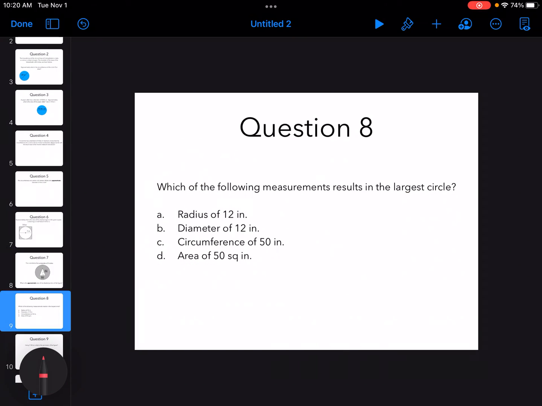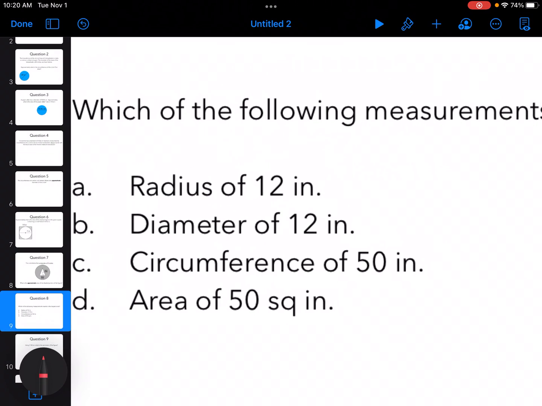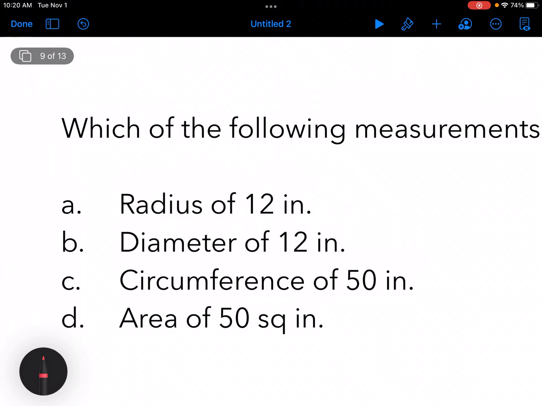All right, which of the following measurements results in the largest circle? So I'm going to have to check each one because it gives me a radius, a diameter, a circumference, and an area. So I have to find for each one. I'm going to go ahead and try and find the circumference for each one and go from there. Because to decide which circle is the biggest, I kind of have to compare like things.